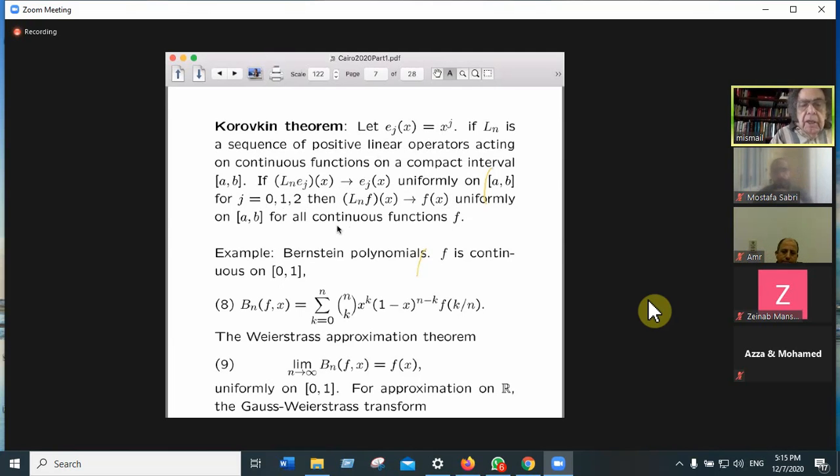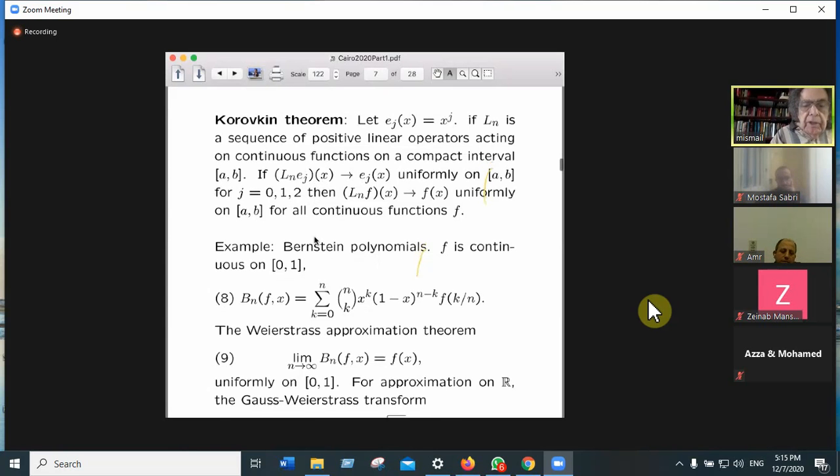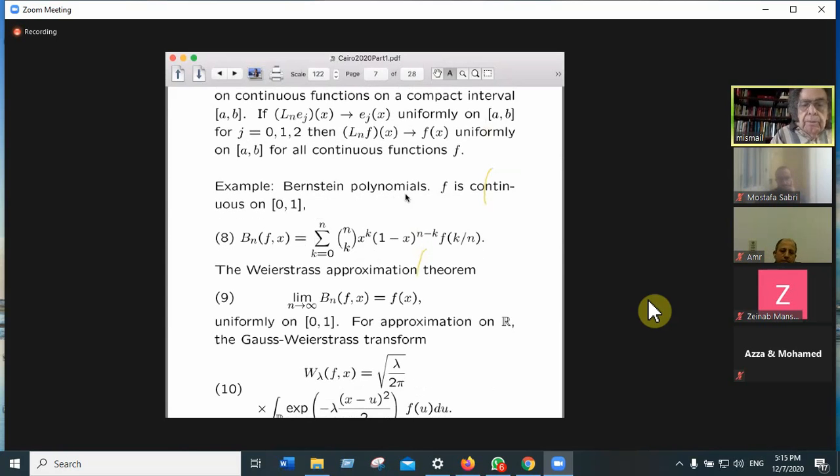So this is an amazing theorem, because all you have to do is to test it on 3 functions, and it will automatically approximate all continuous functions. One example of this is the Bernstein polynomials. Bernstein gave a constructive proof of the Weierstrass approximation theorem.